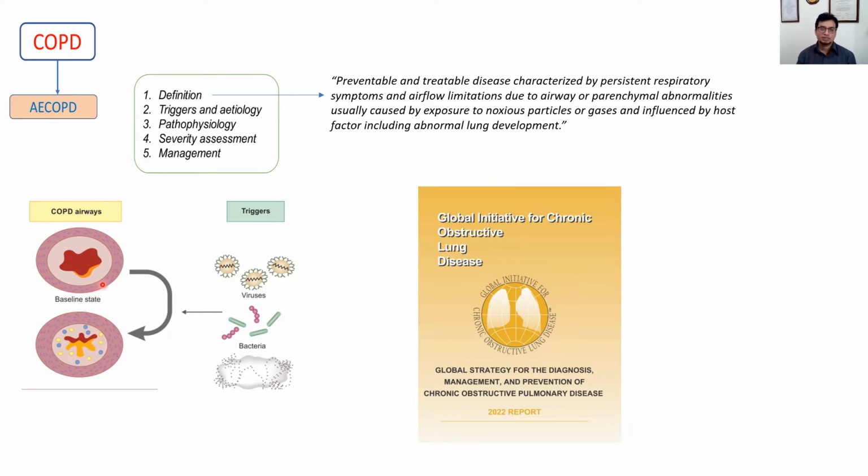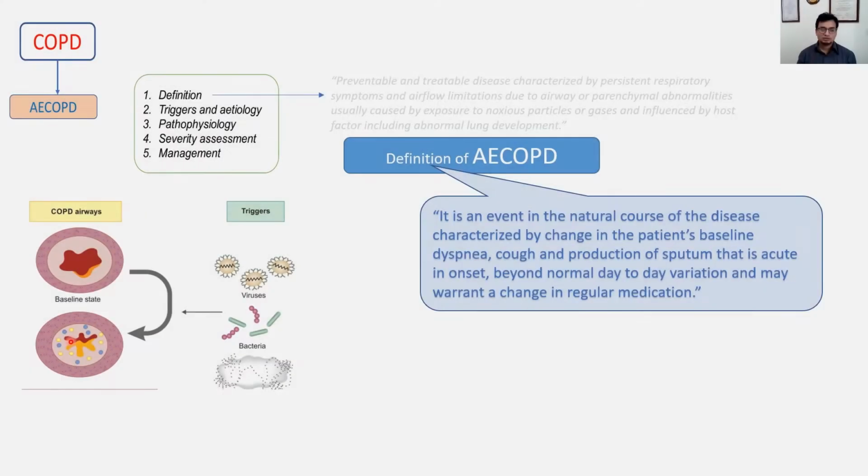So these are the triggers which can lead to exacerbation in a COPD airway, which is already constricted. So due to some trigger factor, it can go into this kind of a state where it is almost getting blocked. This is acute exacerbation of COPD, which is defined as an event.